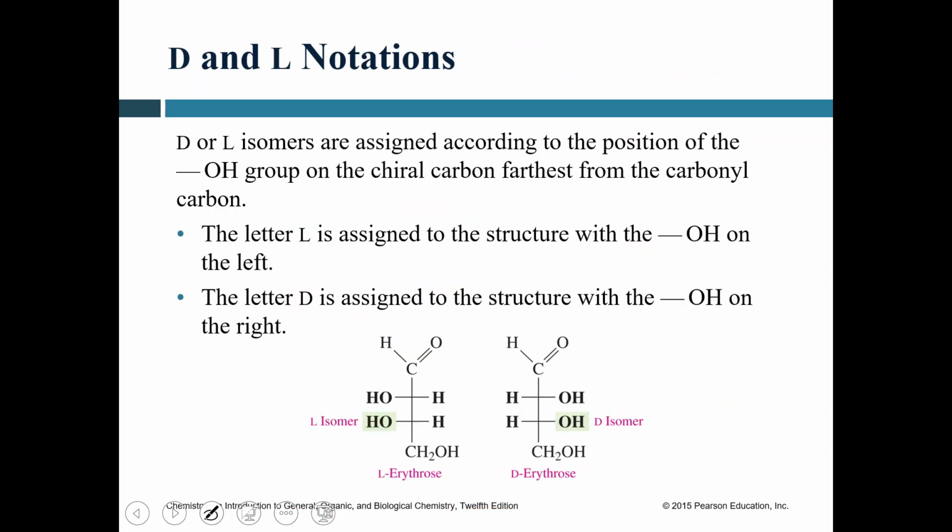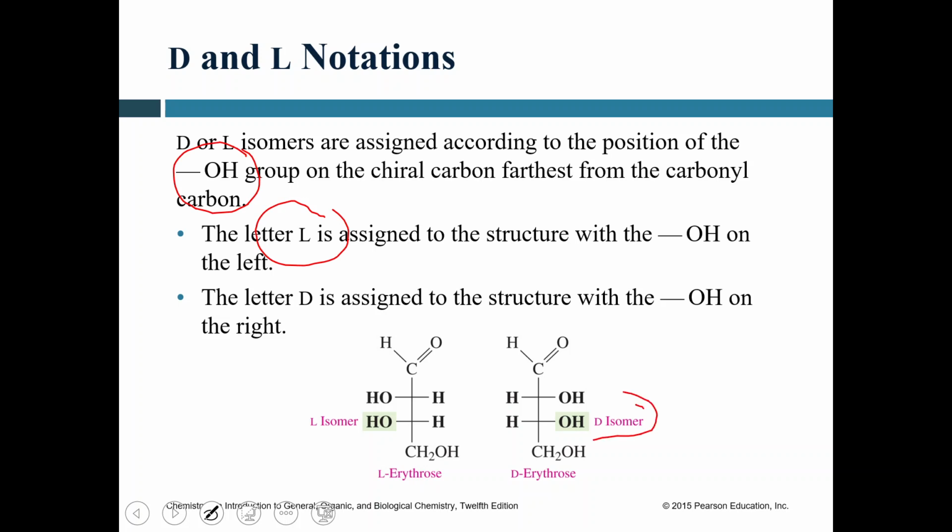So now we need to understand the concept of D and L isomers. D and L isomers are assigned based on the position of the hydroxyl group on the chiral carbon that is farthest from the carbonyl carbon. The letter L is assigned to the structure with a hydroxyl group located on the left. The letter D is assigned to the structure with a hydroxyl group located on the right.